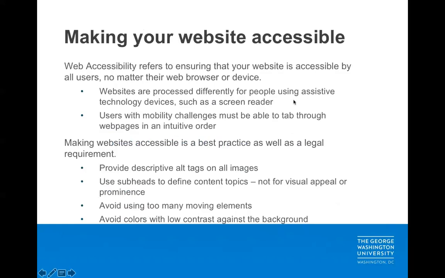So I've mentioned website accessibility a couple of times, and what that means as far as making your website accessible is ensuring that it's accessible to anybody, no matter what type of device they're using or browser that they're using. Websites are processed differently for people using assistive devices, and usually this means a screen reader, but that can also mean somebody who maybe has mobility issues and can only navigate websites using a keyboard or maybe a specialized mouse attached to a wheelchair, something along those lines. So we want to make sure that even for these users, they're able to get through your website in an intuitive manner that's not too difficult either, and that they're able to absorb the information on your website as well.